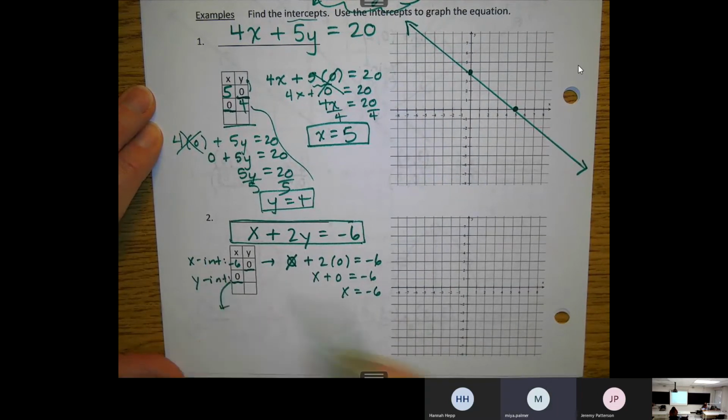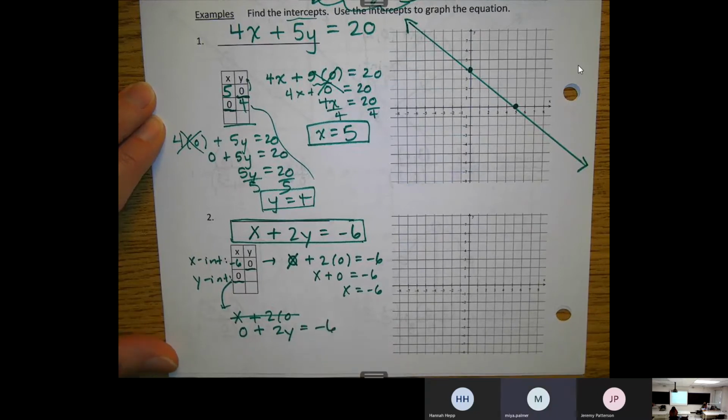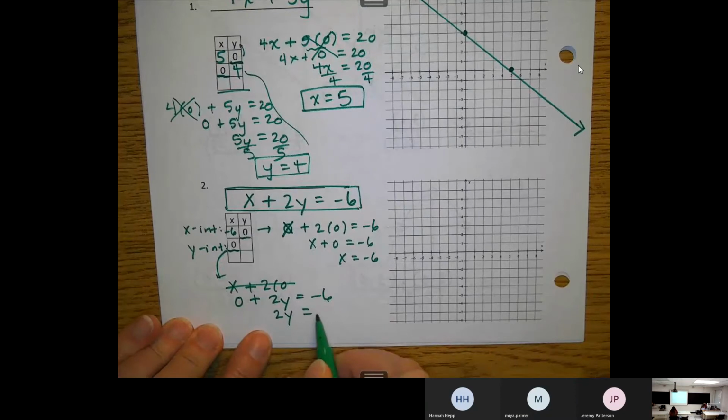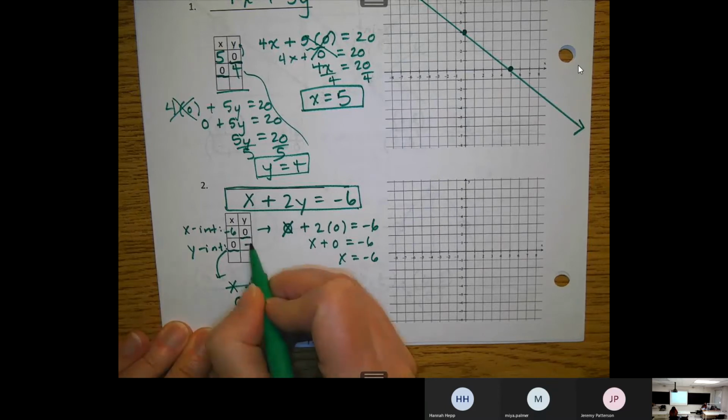And how about the y-intercept? Will somebody let me know when they get there? 3. I'm hearing a 3 and I'm hearing a -3. Could anybody help us break our tie there? 0, -3. Another -3? Yep, -6 divided by 2 looks like a -3.